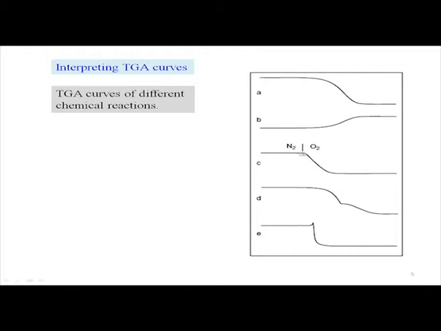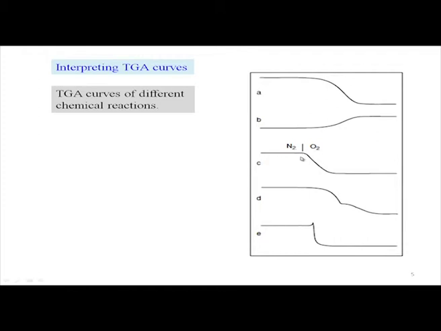The third one has a vertical line, with N2 on the left-hand side and O2 on the right-hand side. That means on the same sample, we can monitor up to this temperature in a nitrogen atmosphere, because we have discussed many times that the environment plays an important role in all these thermal degradations. Up to this point we use nitrogen, and when we keep nitrogen, we do not see any weight loss up to this temperature.